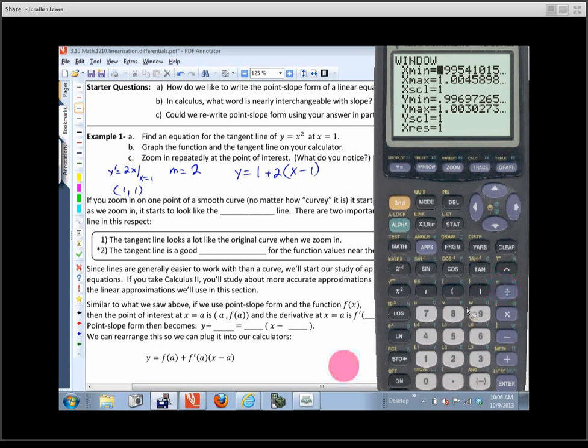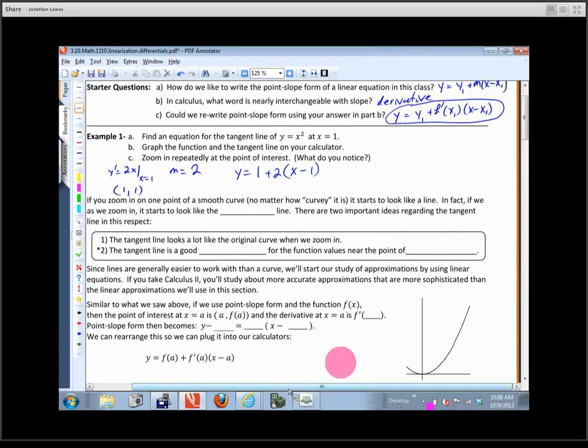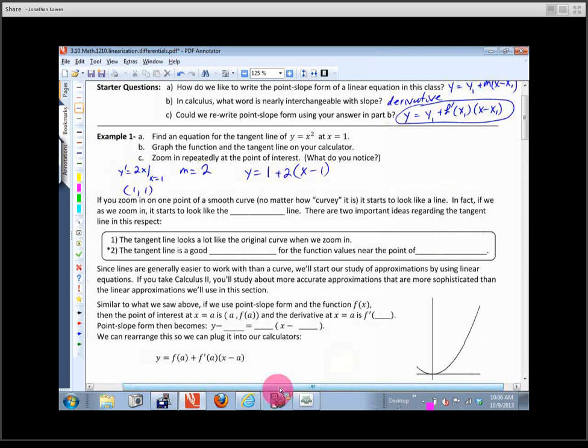So this is kind of the point of this whole section. If you zoom in at one point on a smooth curve, no matter how curvy it is, whether we're dealing with polynomials or trig functions, if you zoom in enough, it's going to start to look like a line. In fact, it looks like what line? The tangent line. Not just any line, but the tangent line.